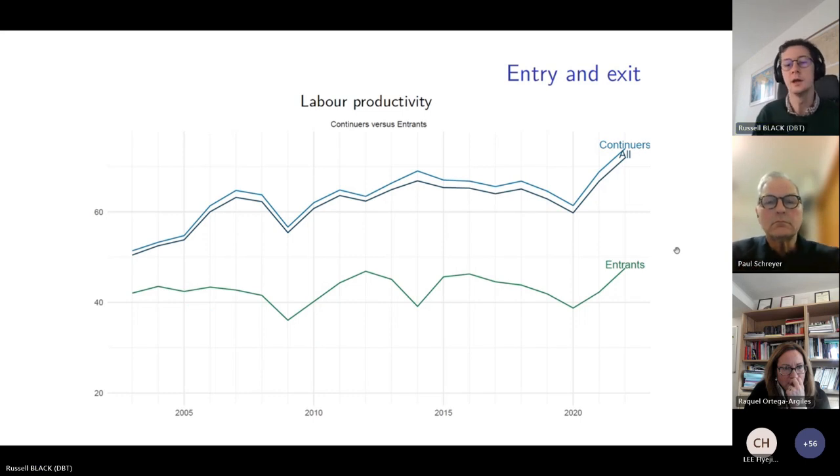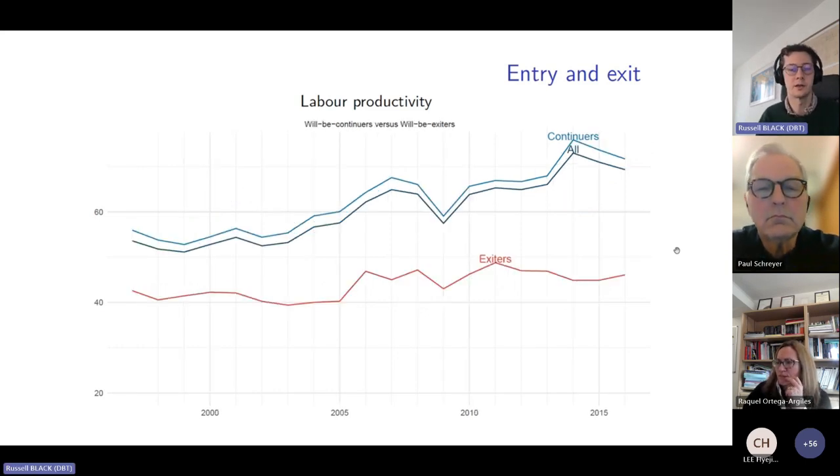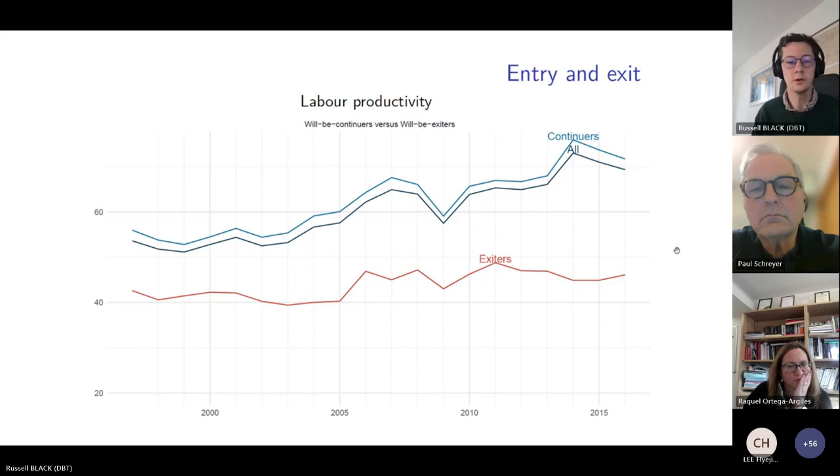So entrants and exiters are low productivity. This is over a 6-year interval. Even if we take all the companies that have entered over the last 6 years, they still have not grown to be as high productivity as the existing set of companies. Exiters are also lower productivity. If you're exiting, you're exiting because you are less productive, profitable and productive on average.